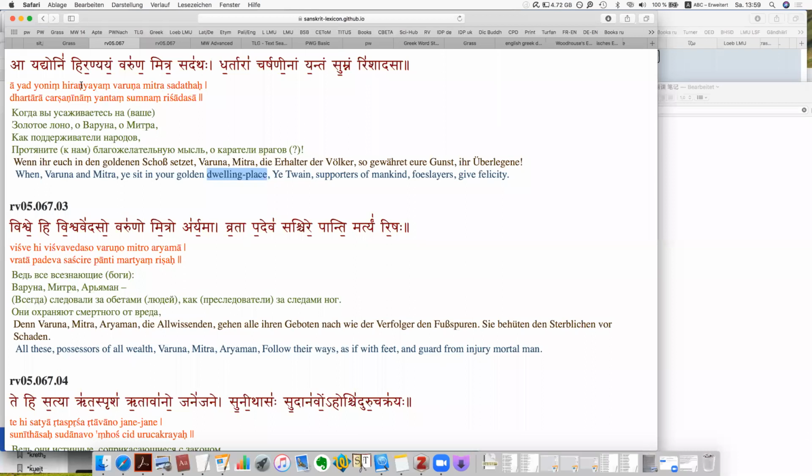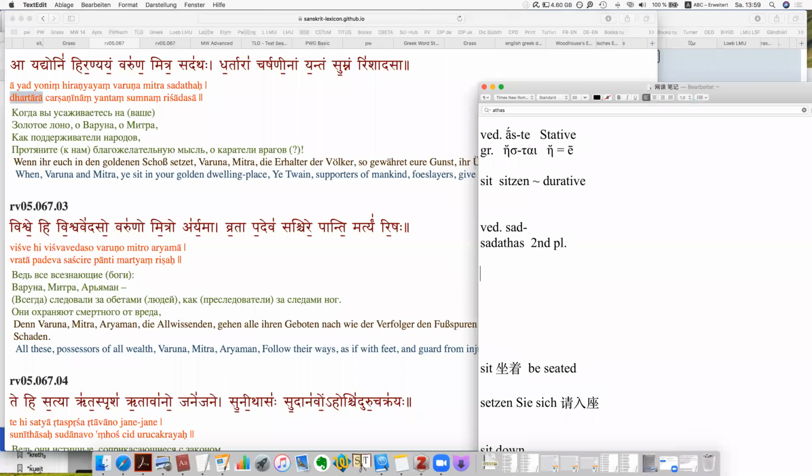So if you settle yourself in this golden dwelling place of Varuna and Mitra, and then dhartara, the supporter, the Erhalter, you hold something, from the root dar. Dar means to hold. It's the same root as dharma. Okay, so this is the tar suffix. So check it here. It comes from the root dar, meaning hold or support, and with this tar suffix, it means the agent noun. So someone who holds, someone who supports, supporters.